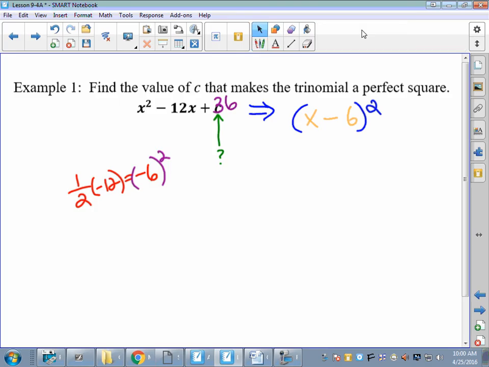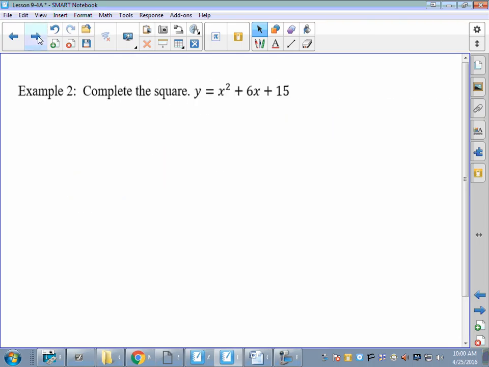So we're doing exactly the same thing. The only difference is those parentheses around the ax squared plus bx. So let's complete the square. Notice it's y equals all of this stuff. So we're just going to complete the square, and then we will solve in just a second.